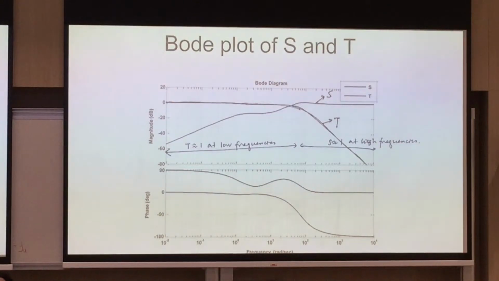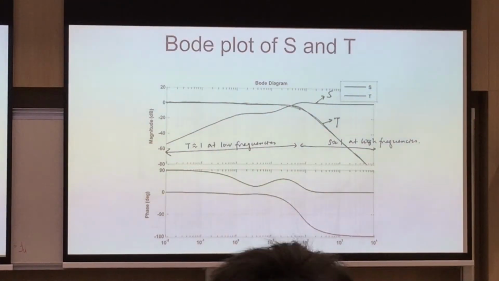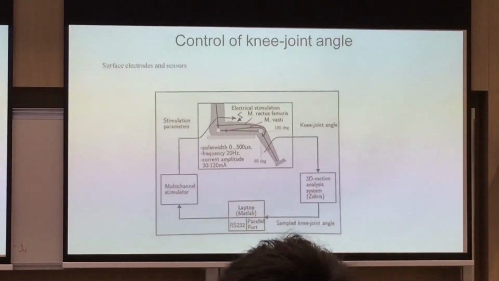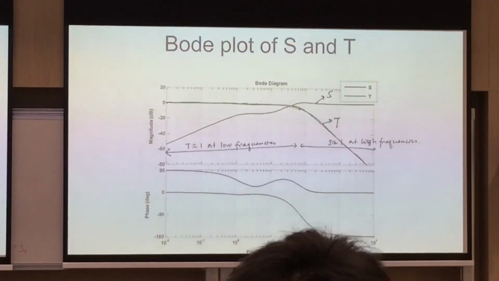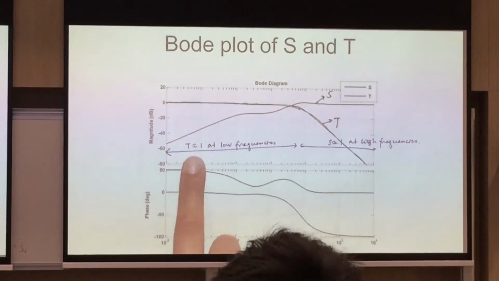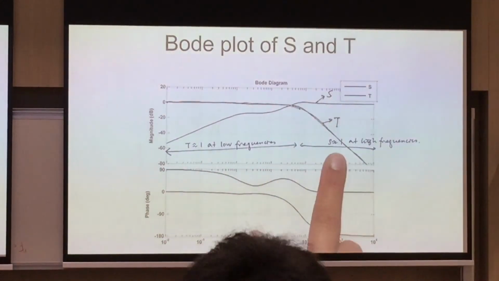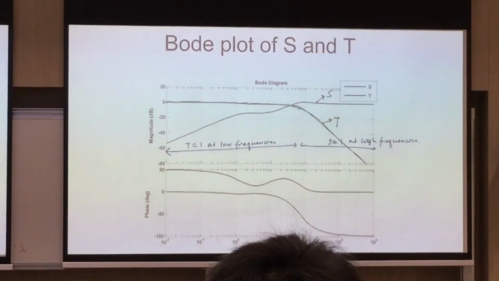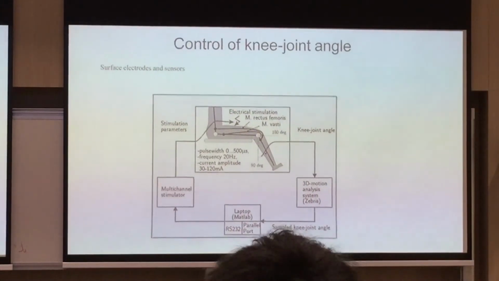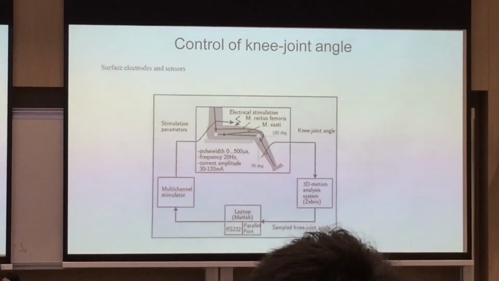Okay, so the pendulum is not really very interesting. Let's move on to another example. This is just P approximately 1 at low frequency, and S approximately 1 at high frequency. Okay? So another example, if you remember, is the control of the knee joint.